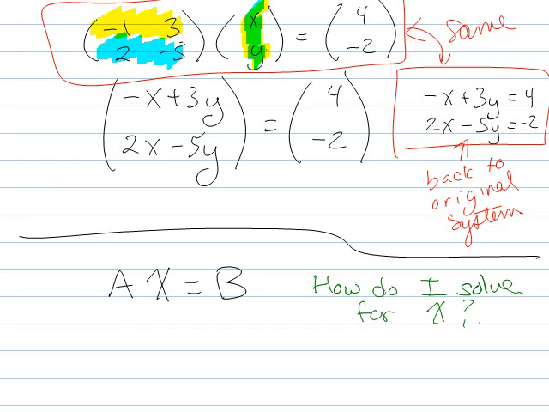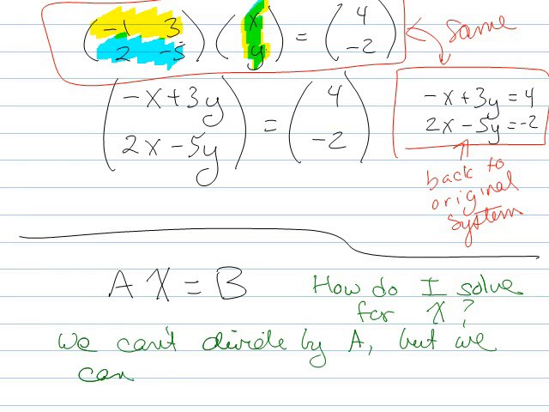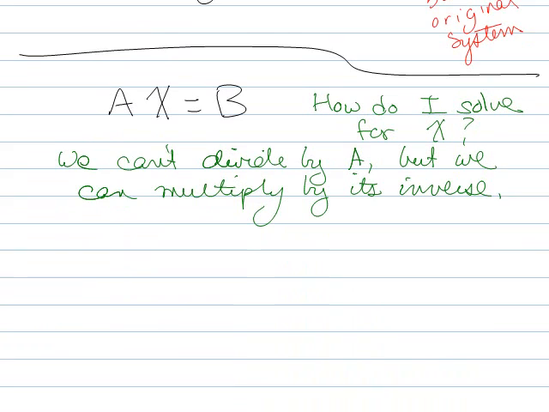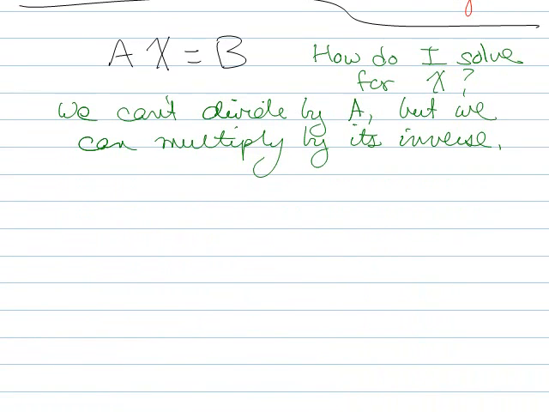You might say, I have no idea how to do that. Don't worry, we'll get there. How do I solve for x? Well, I said way back at the beginning of this lecture, we can't divide by A, but we can multiply by its inverse. We can't divide by A, but we can multiply by its inverse.